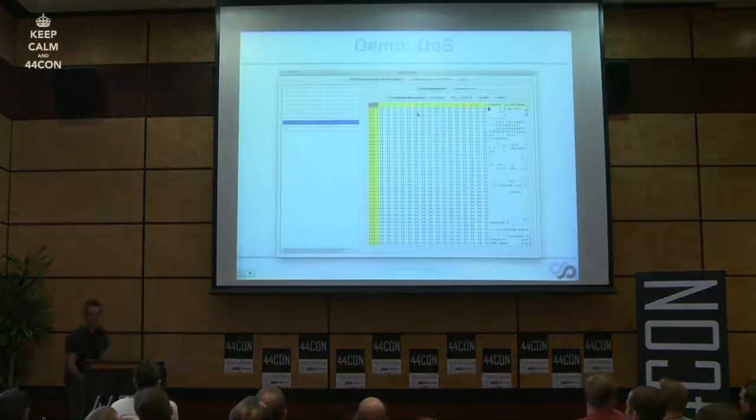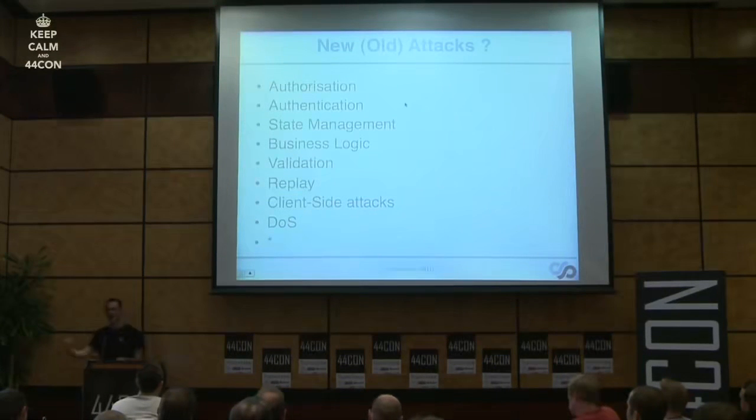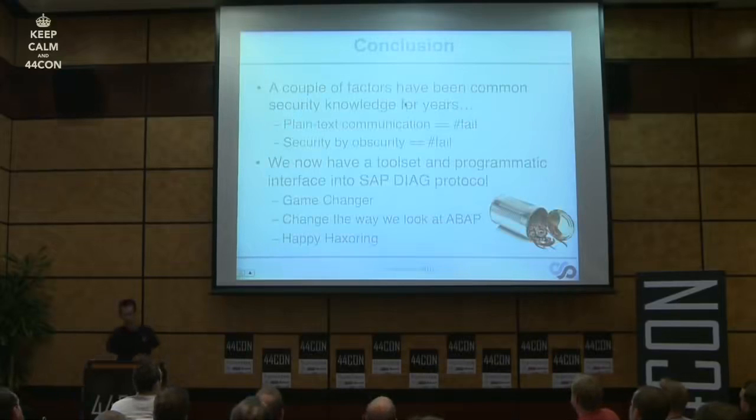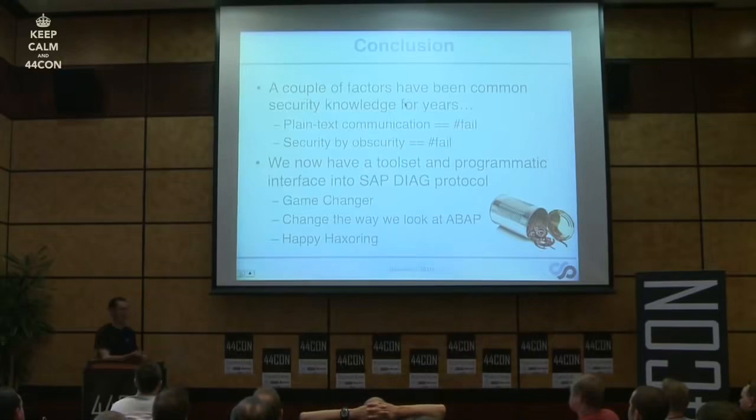Right, and this is just scratching through a bunch of stuff I looked at for the presentation today. There are potentially any number of additional attacks that we can look at. Right, so let's just bring it all together. We've known a couple of things for a while. We've known that plain text communication, even if it is obfuscated in some way, is a failure. We know that security by obscurity is really, really bad. And we've now actually got a tool set with which we can have a look. We've also got a programmatic interface where we can actually start poking at the SAP Diag protocol.